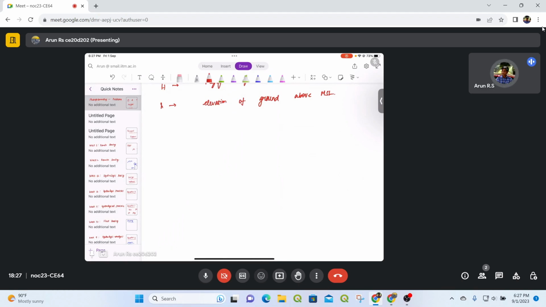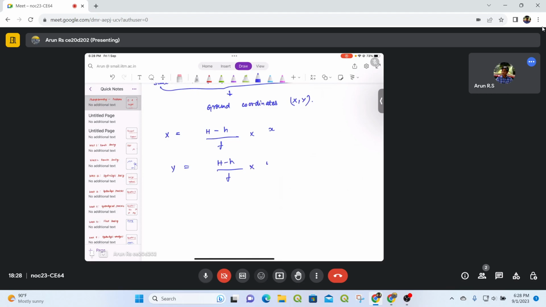Now once you know the points, once you know the scale, so you can determine the scale, and you will know the photograph coordinates, x comma y. So by using these two, you can get your ground coordinates. So you can get capital X as, and capital Y as.